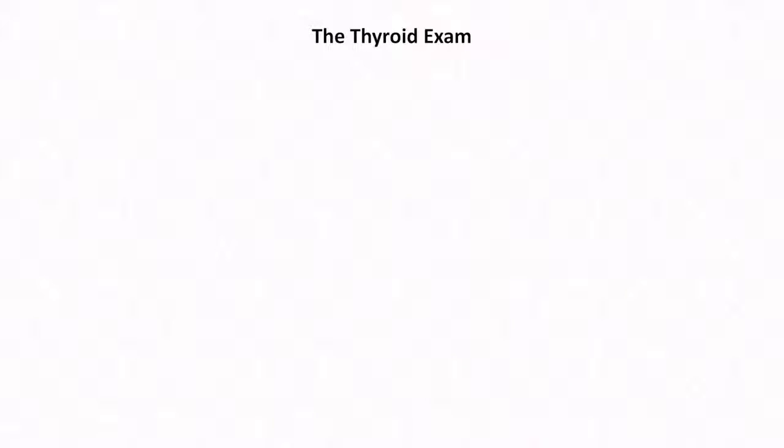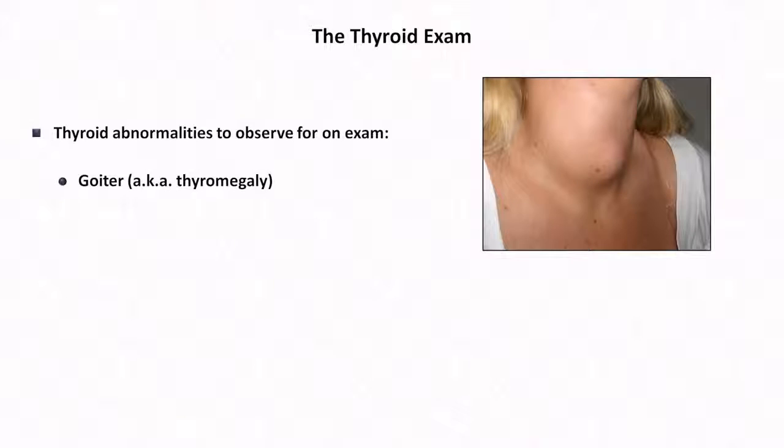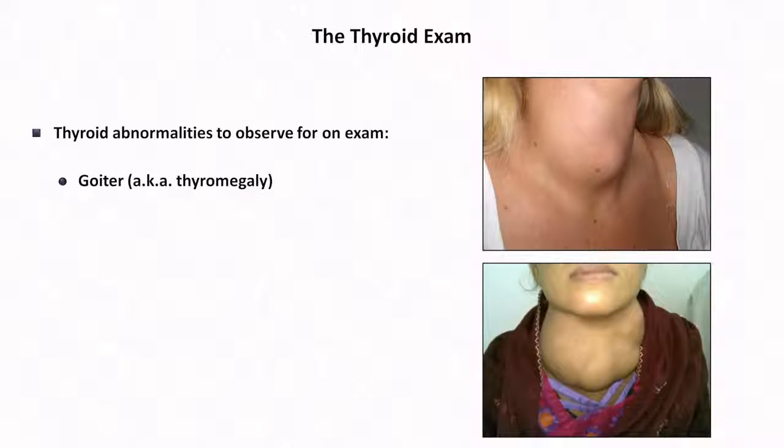So as you are doing the thyroid exam, exactly what types of abnormalities should you be observing for? First, I already mentioned a goiter, also known as thyromegaly, which is simply an enlarged thyroid gland. Some goiters will be very obvious just on simple inspection of the neck, as seen here with a relatively modest goiter, and a substantially more prominent one. Other goiters will require careful palpation.